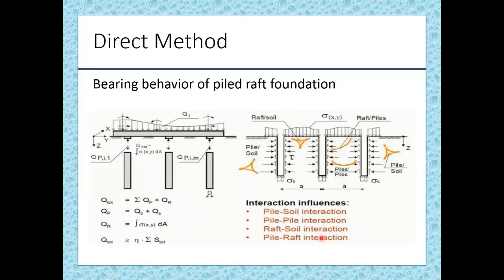These interactions are critical in governing how the pile raft will behave or perform, and in understanding its bearing capacity. The total bearing capacity of the pile raft is the summation of the bearing capacity of the piles and the bearing capacity of the raft. The pile capacity itself is the summation of the base capacity at the bottom and the shaft capacity. The raft bearing capacity is basically the contact stress over the area.